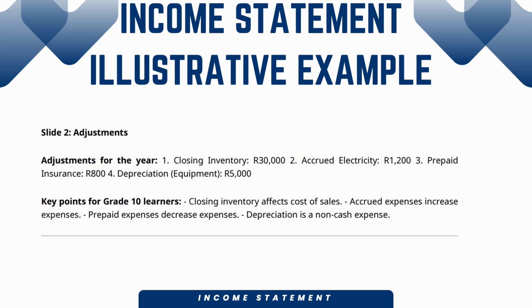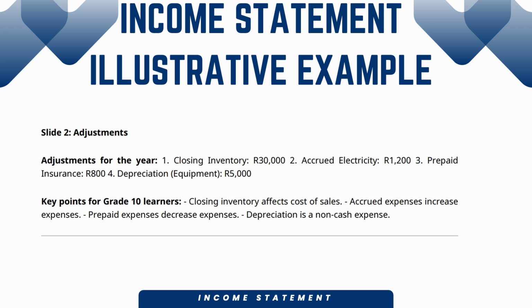So I said to you that adjustments is something that can happen after this final trial balance has been drawn up, but it still affects our current financial year figures, and therefore it should be accounted for. So our adjustments that we see is number 1, the closing inventory is R30,000. So the adjustment that should come to mind there for you is our trading stock surplus or trading stock deficit, right?